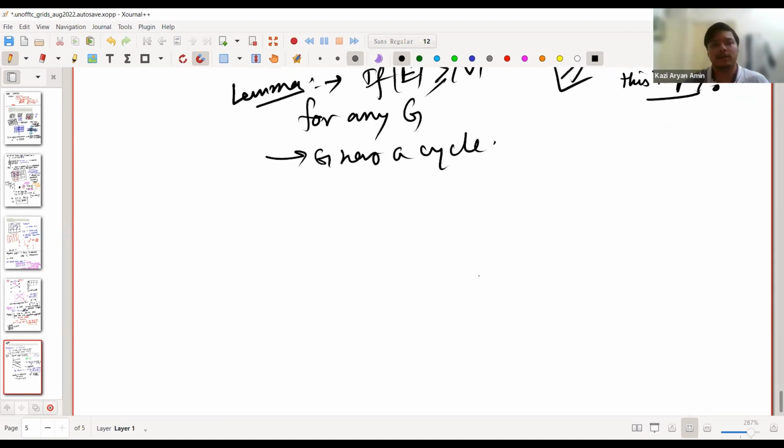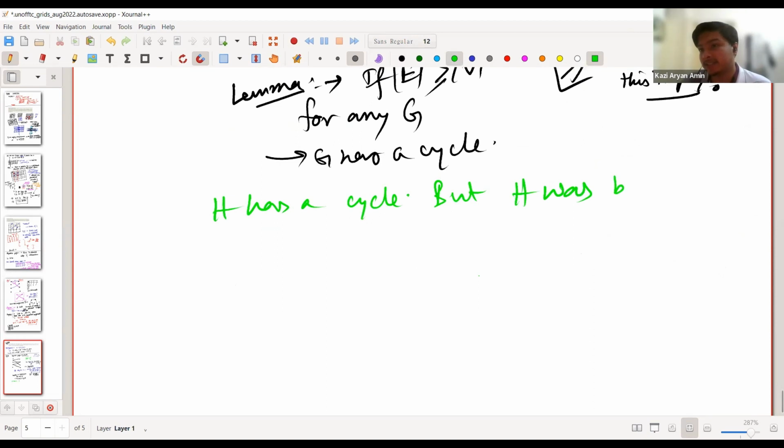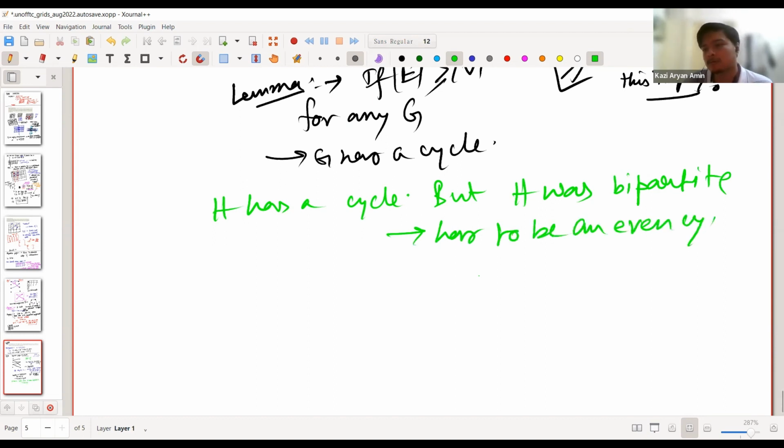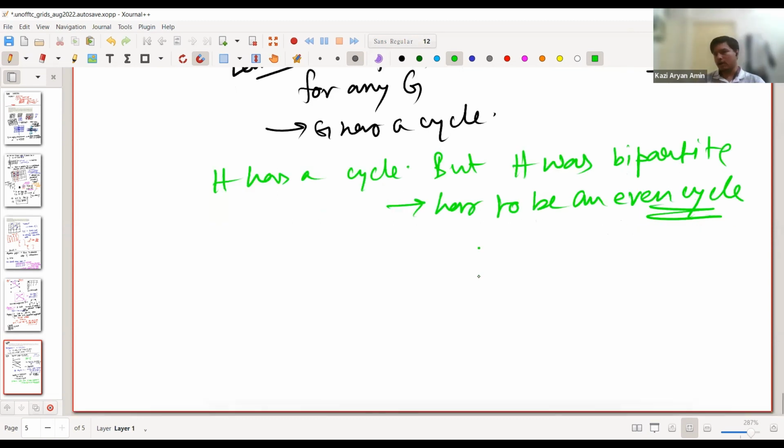So we now know that our graph H has a cycle, right? But H was also bipartite. So this means this cannot be an odd cycle. So this has to be an even cycle. So now do you have any ideas?